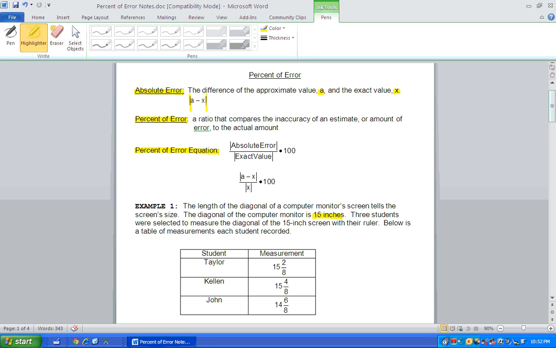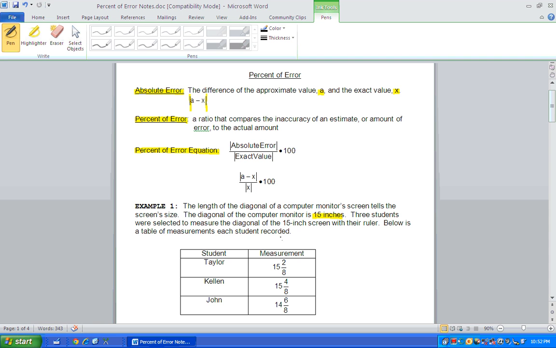So our first example says, the length of the diagonal of a computer monitor screen tells the screen's size. The diagonal of the computer monitor is 15 inches. 3 students were selected to measure the diagonal of the 15-inch screen with their ruler. Below is a table of measurements each student recorded. So our students are Taylor, Kellen, and John. A shout out to those 3 students. And their measurements were 15 and 2/8, 15 and 4/8, and 14 and 6/8 inches.